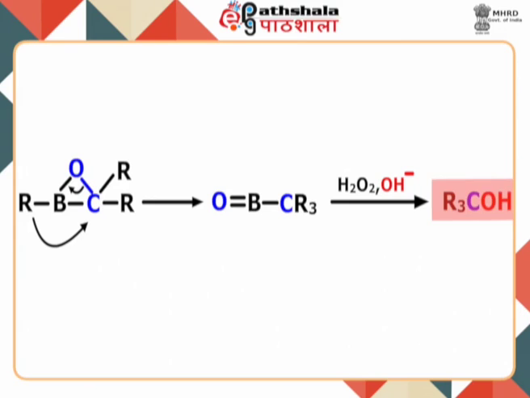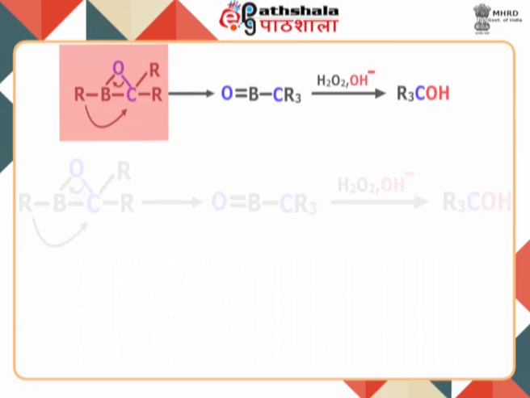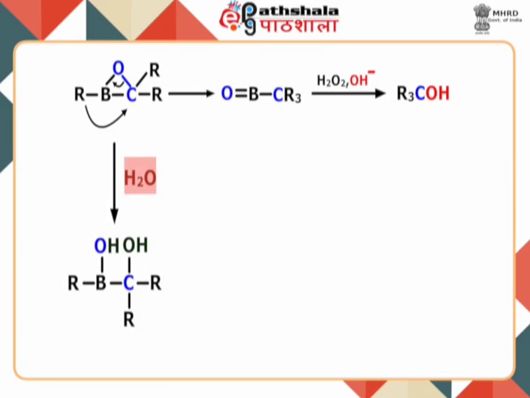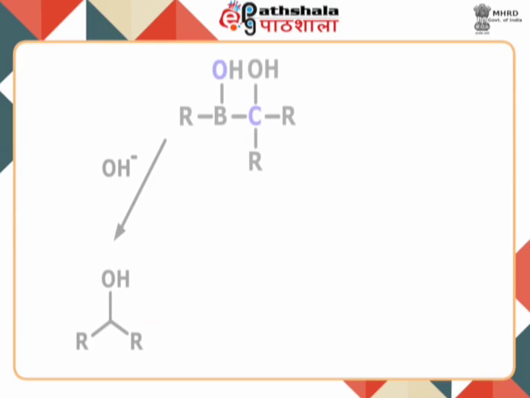So, you can clearly see that BO is getting replaced with this OH, and depending upon the nature of R, you can either prepare a primary or a secondary or a tertiary alcohol. If this epoxide that we had got is treated with water, that is it undergoes hydration, it will add water and as a result you get this diol. This resulting diol further on treatment with base gives the alcohol.